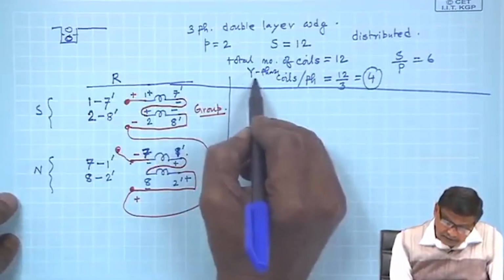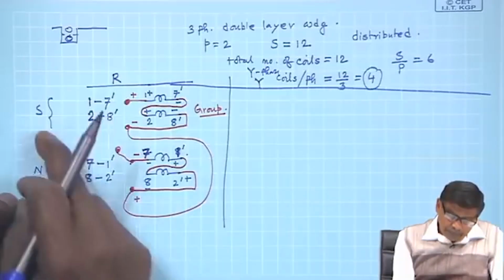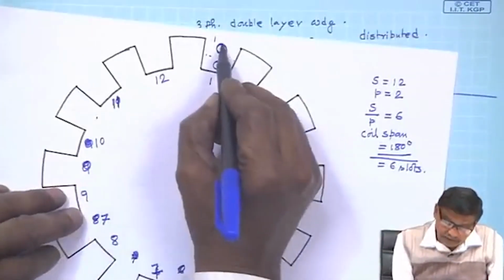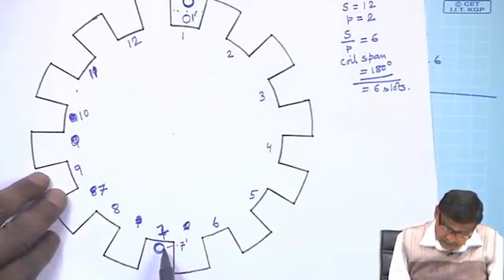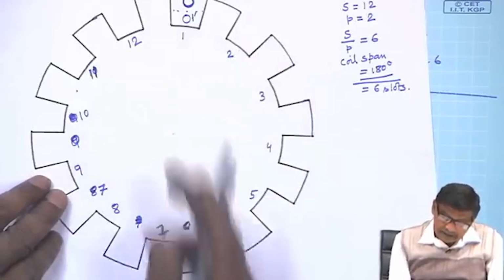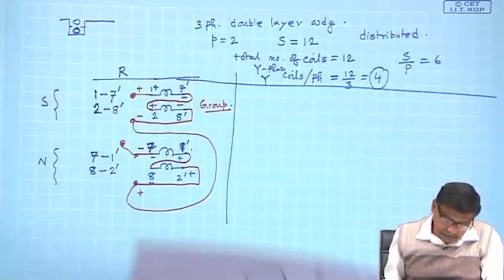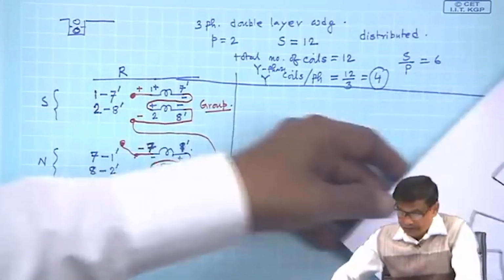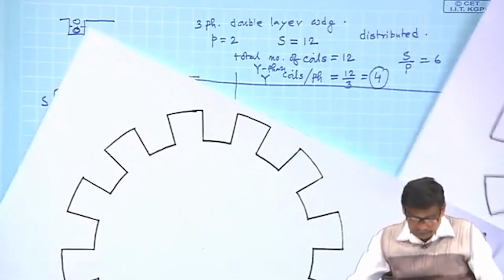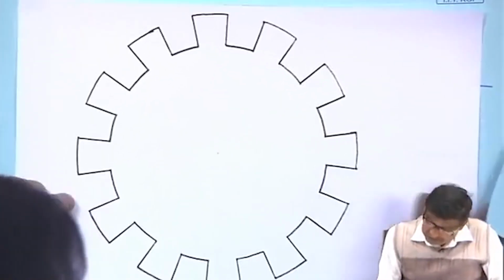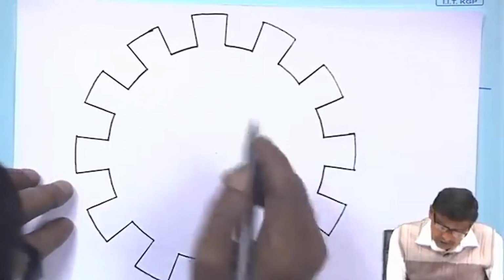Y phase, that is, this is Y phase column. See, if this is the number of slots, you are starting your R phase coil 1 and 7 dashed. Let me complete this with respect to R phase coil, where things are ultimately. Let me write it clearly, so that no confusion remains.